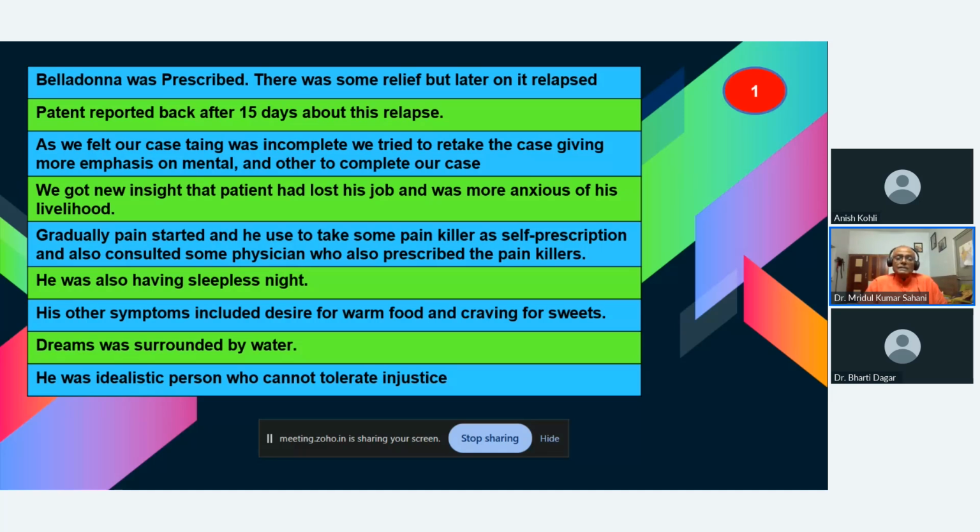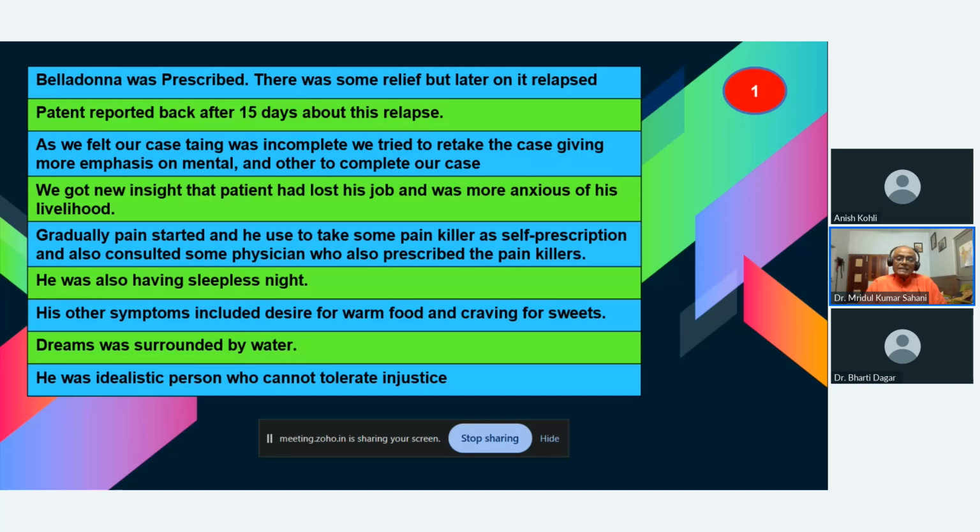got the new insight that the patient had lost his job, and he was anxious about his livelihood. Gradually pain started, and he started taking painkillers as self-prescription, and also consulted some physicians who also prescribed painkillers. Ever since he lost his job, he was having sleepless nights, anxious about his livelihood. His other symptoms include desire for warm foods and craving for sweets. Dreams were surrounded by water.